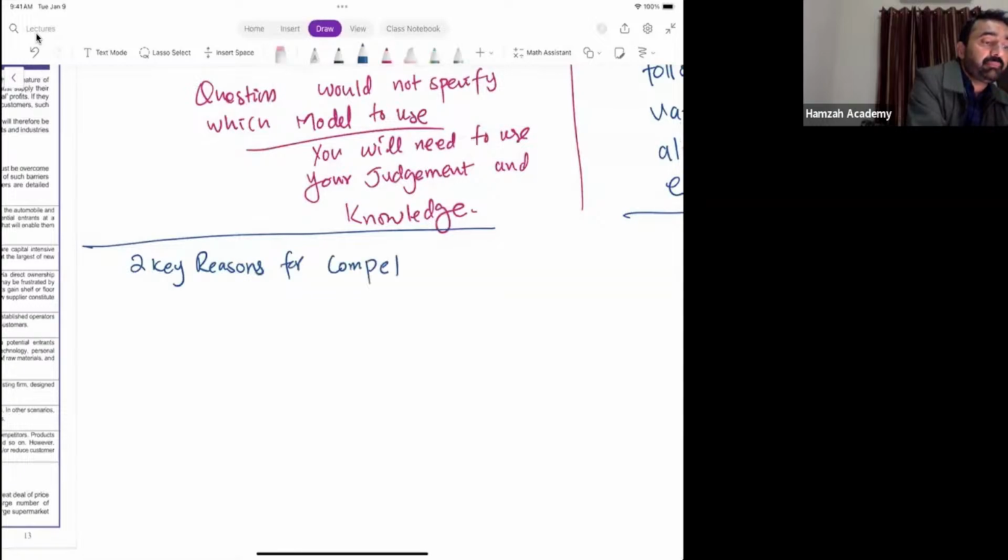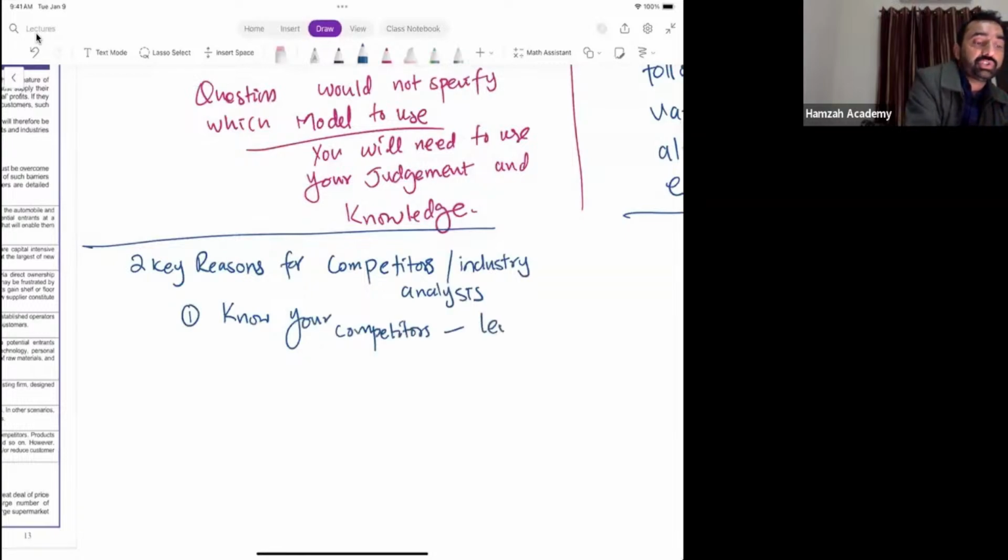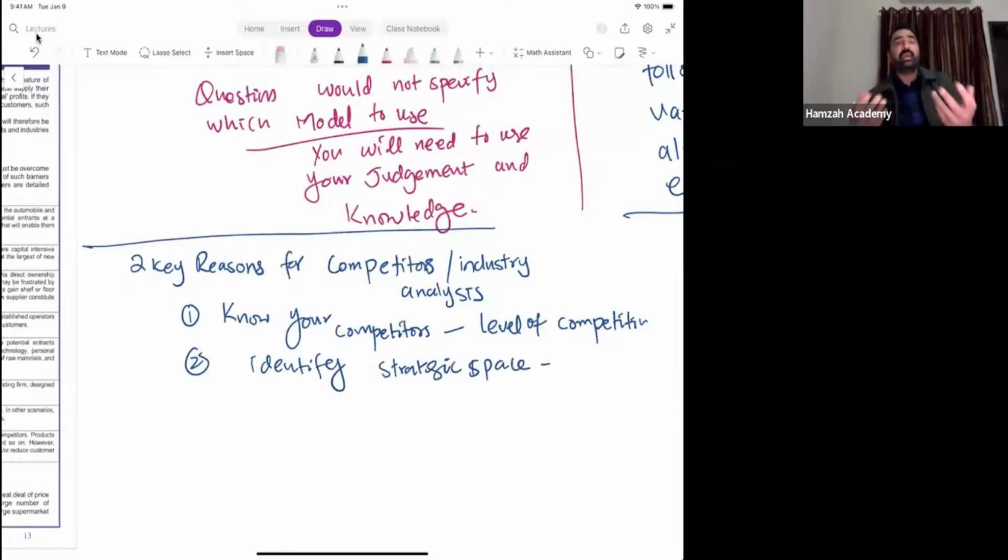Two key reasons for competition analysis or competitor or industry analysis. Number one, know your competitors or level of competition. And number two, identify strategic space. Strategic space can be identified where weak competitors are operating. If there are weak competitors, you can identify their weaknesses and you can offer better products or better solutions in comparison to those weak competitors.